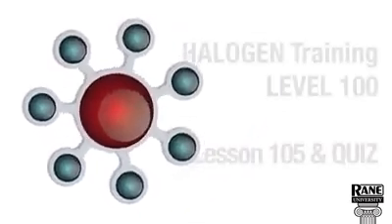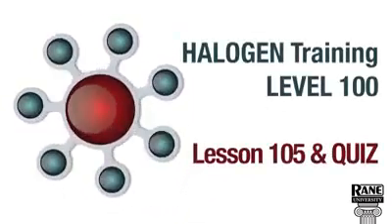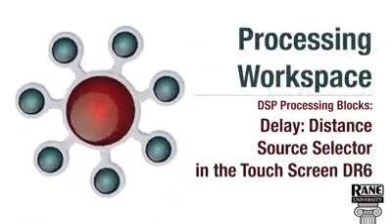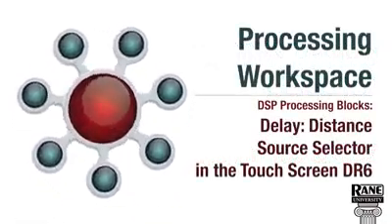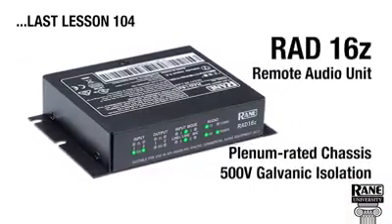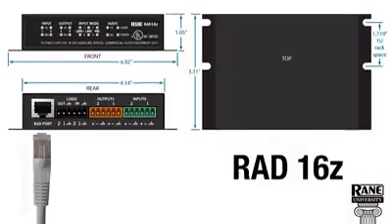Welcome back to Halogen Training Level 100, Lesson 105. In this lesson, you will learn how to integrate a digital audio delay and how to create a source selector in your touchscreen DR6.